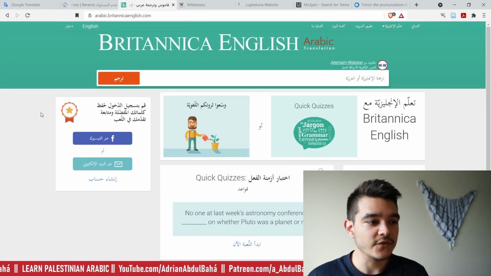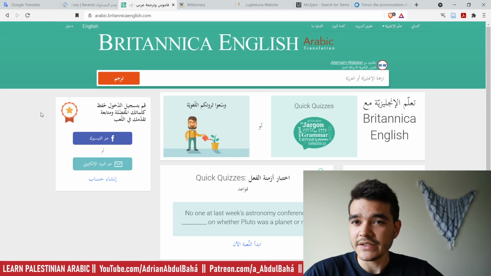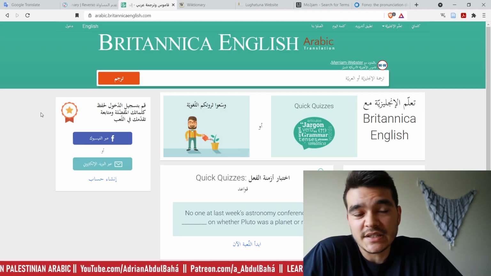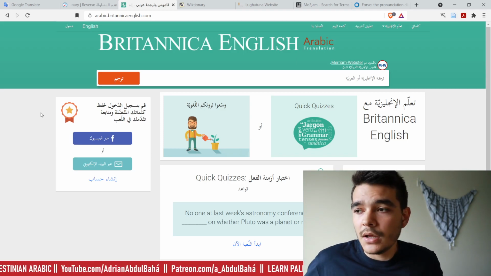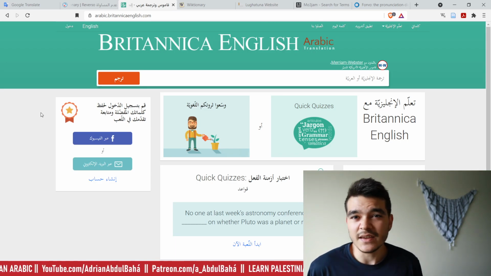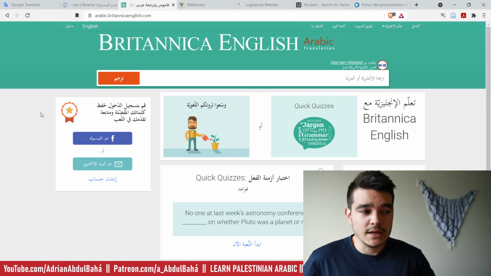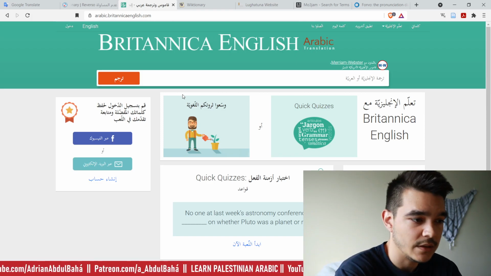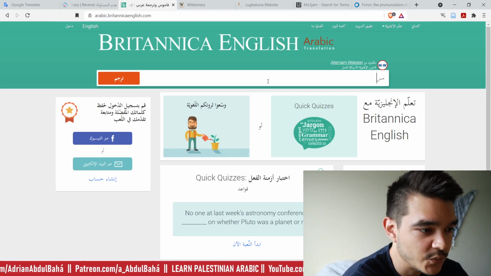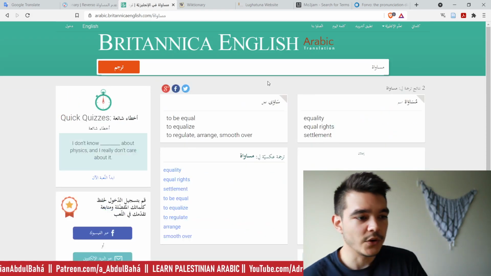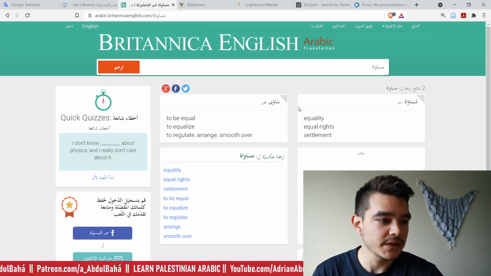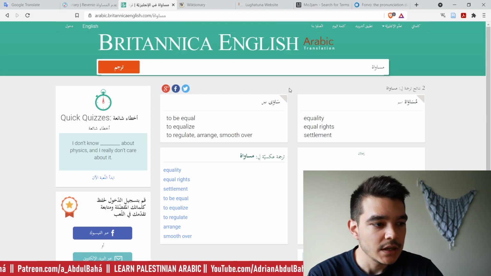So next we have Britannica English, which is literally a dictionary. It's basically an Arabic dictionary, but it's a convenient one. I don't actually think it's more powerful than Reverso Dictionary or anything, because it's just a dictionary. So let's write musawa. If we write musawa, it's going to give us a definition: equality, equal rights, settlement.